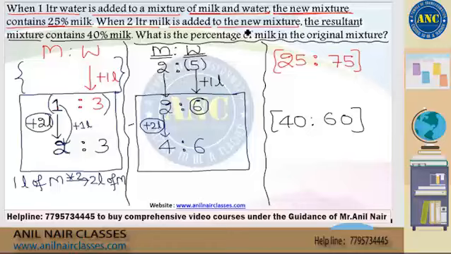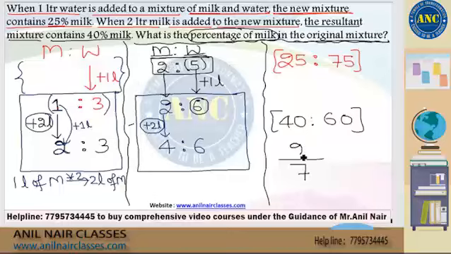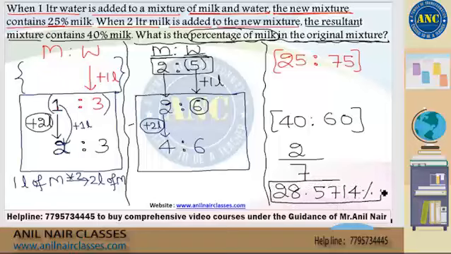Your question is, what is the percentage of milk in the original mixture? The original mixture is nothing but 2:5. That means out of a total of 2 plus 5, 7 liters, the milk is 2 liters. They are asking for 2/7 in terms of percentage, which I already taught you is 28.5714%. A classical, logical way of problem solving.